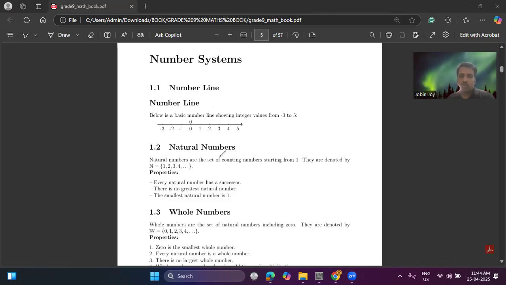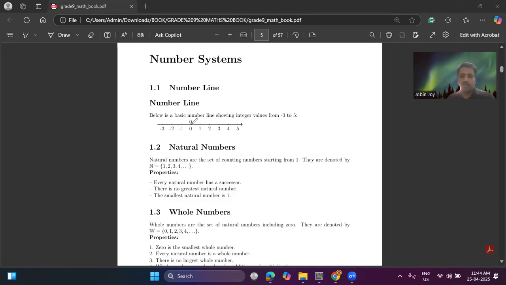How you will do addition, subtraction, multiplication with rational numbers and irrational numbers, then how you will draw, how you will mark, for example, root 2. Root 2 is an irrational number. How you will mark an irrational number on a number line, then different identities and laws of exponents. So we will start with the number line.